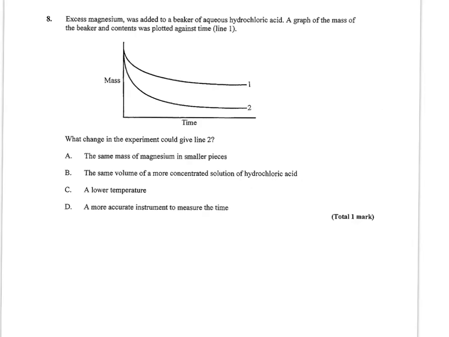And then number 8 says excess magnesium was added to a beaker of aqueous hydrochloric acid. A graph of the mass of the beaker and contents was plotted against time, so apparently a gas is being produced and allowed to escape. And it says what change in the experiment could give line 2? So line 2 is a faster rate. So what would speed up this reaction rate?